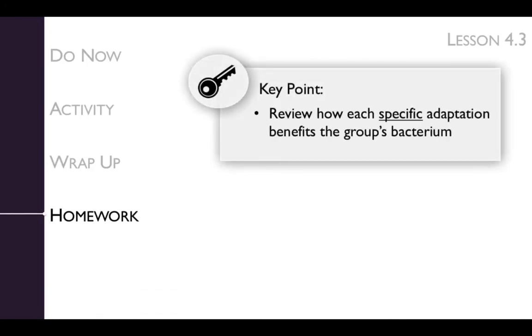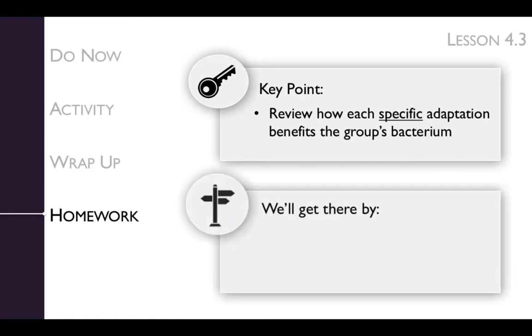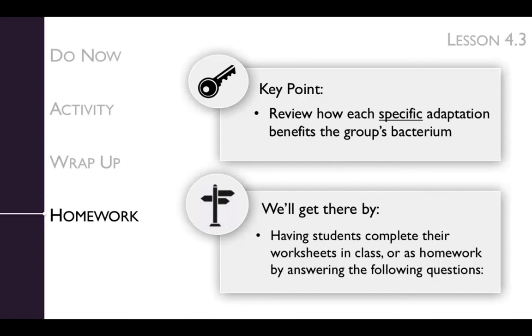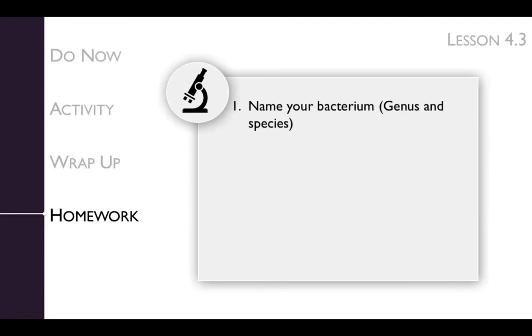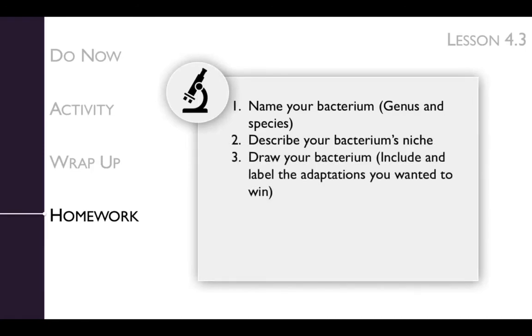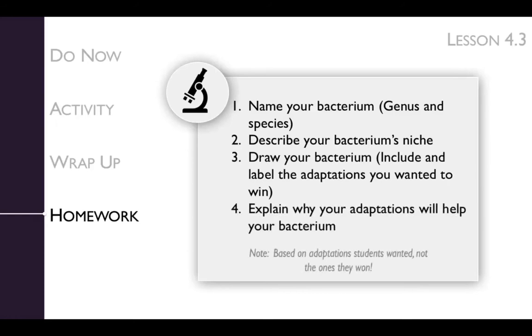The key point of the homework is to review how each specific adaptation benefits the group's bacterium. We'll get there by having students complete their worksheets either in class or as homework by answering the following questions. First, name their bacterium, describe their bacterium's niche, draw their bacterium, and explain why their adaptations will help their bacterium. Note that they will do this based on the adaptations they wanted, not the ones they won in the auction.